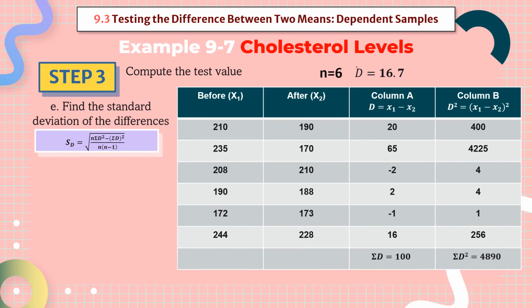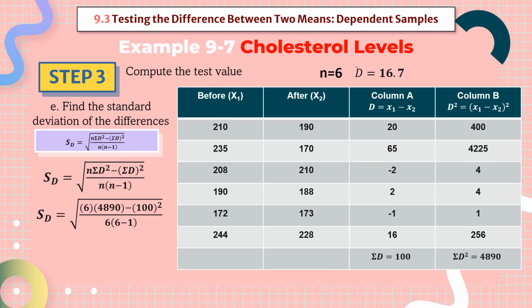And then next step, step E, find the standard deviation of the differences. We have this formula, S sub D equals the square root of N times the summation of D squared minus the summation of D squared, all over N quantity N minus 1. The value for our N is 6, for our summation of D is 100, and for our summation of D squared is 4,890.